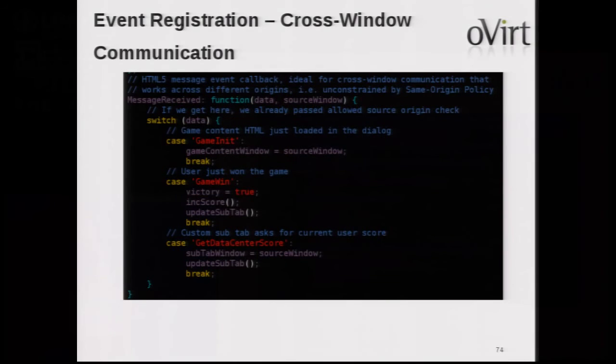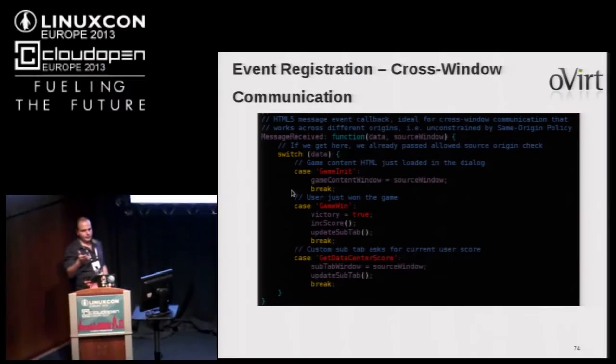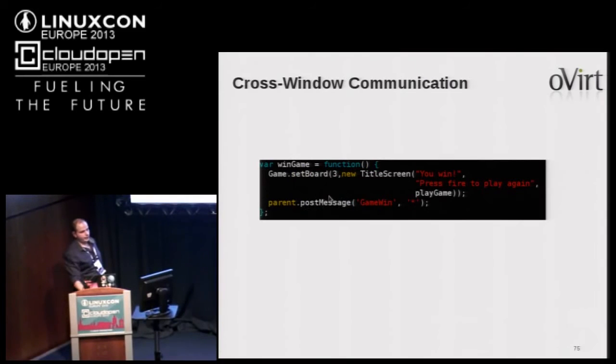And we talked about the message received event. That's the event used in order to exchange messages between the plugin itself and the infrastructure. So I have here several events: game init, game win, and get score. Again, when I cheated, I just posted the game win message to the parent. The parent is the UI plugin.